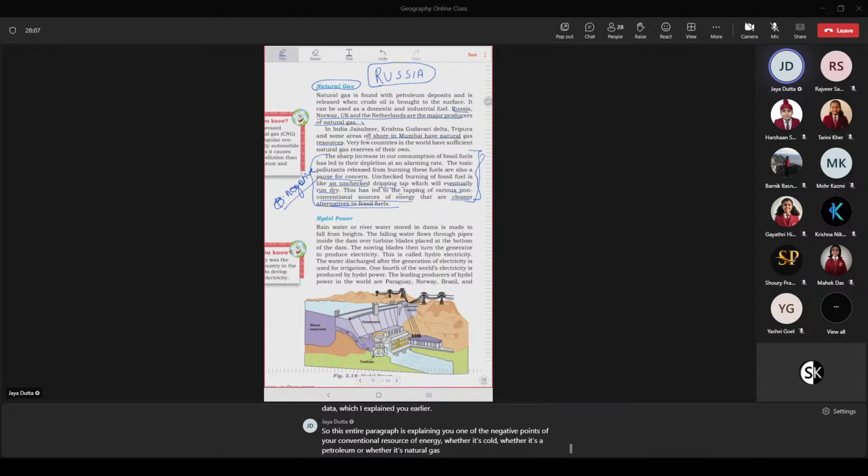When they burn, they release harmful gases like carbon dioxide, carbon monoxide, nitrous oxide, sulfur dioxide, and all these gases are very harmful to the atmosphere and the environment. So just to stop the use of these different gases, what are we doing? Instead of these gases, we are moving towards non-conventional energy resources.